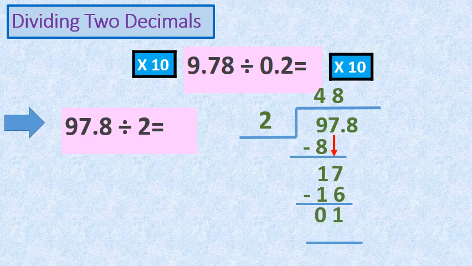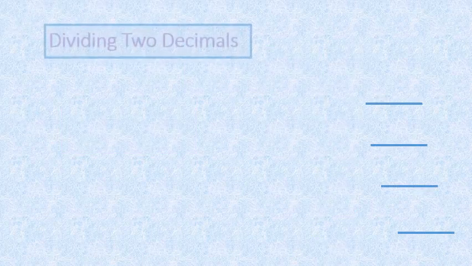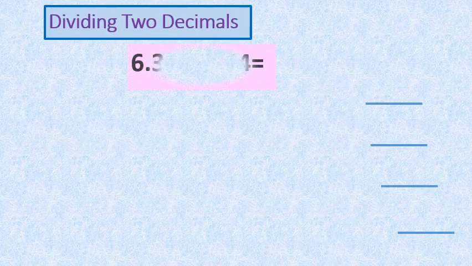Now we reach the decimal point. What do we do? The decimal goes up. Now what do we do with the 8? The 8 comes down. So 2 times what gives me 18? It's 9. 2 times 9, it's 18. And 18 minus 18 is 0.